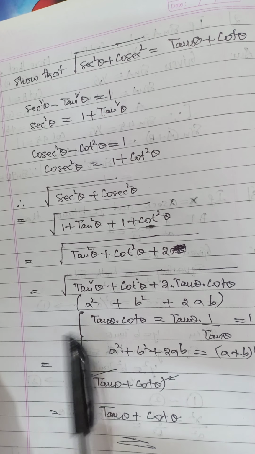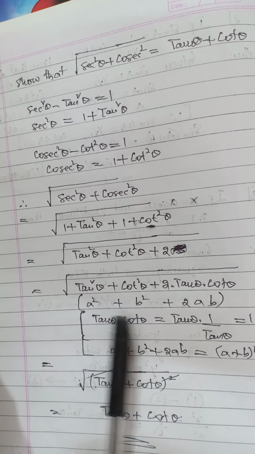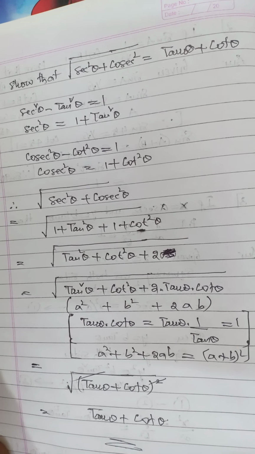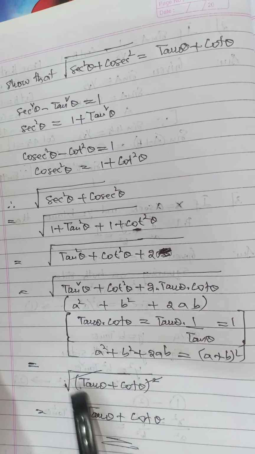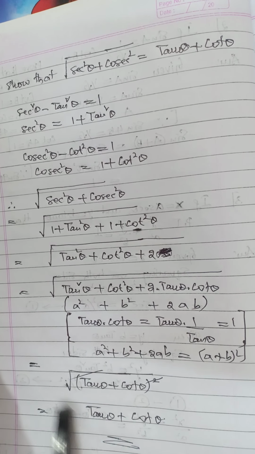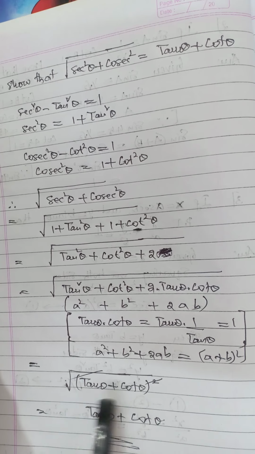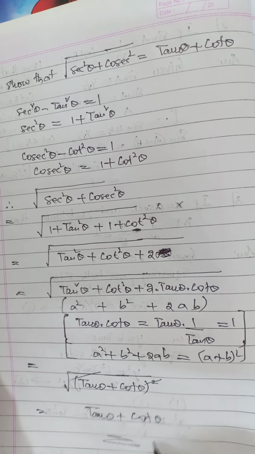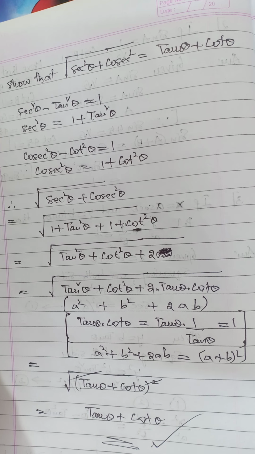Now look at this. This is in the form of a square plus b square plus 2ab. What is a square plus b square plus 2ab? It is nothing but a plus b whole square. So what is a here? Tan theta. And what is b here? Cot theta. So you will get square root of tan theta plus cot theta whole square. The square root cancels, and the remaining answer is tan theta plus cot theta.